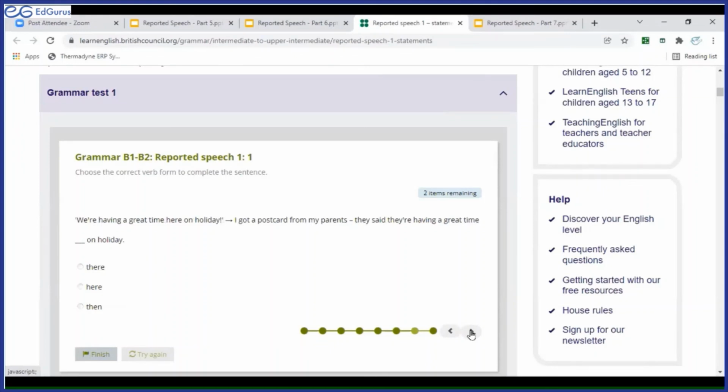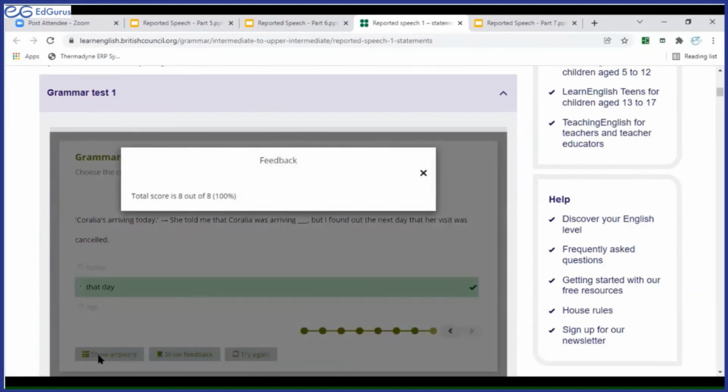We are having a great time here on holiday. I got a postcard from my parents. They said they are having a great time there on holiday. Right, good. Okay. Coralia's arriving today. That day. Right, that day. Okay, that's all? Yes, ma'am.